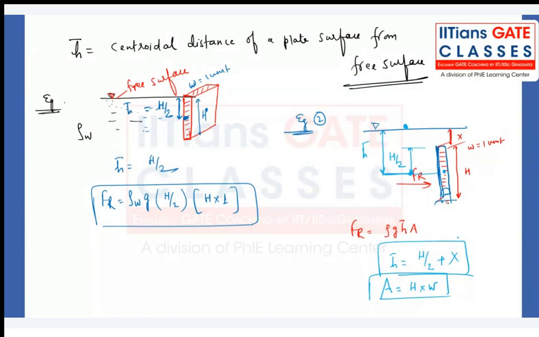Can I move to the next one? Sir, can you explain again the second part? Second part, see here, whatever the centroidal distance is there. What is the centroidal distance? You know that, right? For a plate, this will be my centroidal distance, right? Getting my point? But we have to not take the h bar as the centroidal distance from the plate surface. We have to take it from the liquid surface. So this H by 2 plus x, both will be added. Getting my point? Yes, sir, got it, sir.